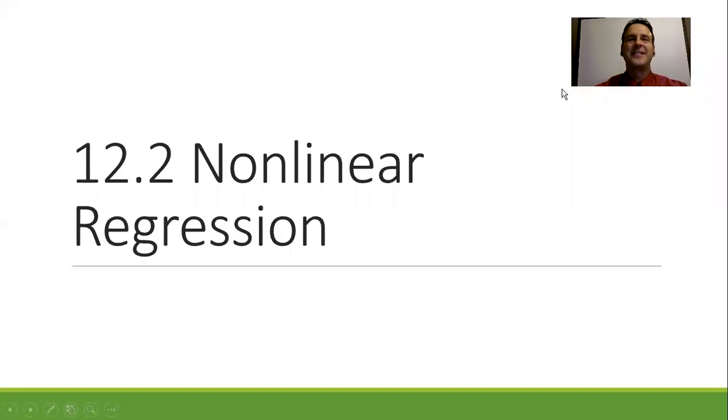Hello, AP Statistics. This is section 12.2, nonlinear regression, which means you're going to have some diagram of points that will not necessarily make a straight line, meaning nonlinear. Let's take a look at an example.